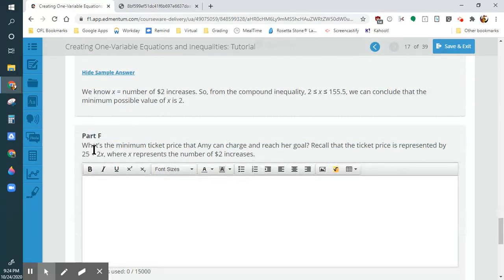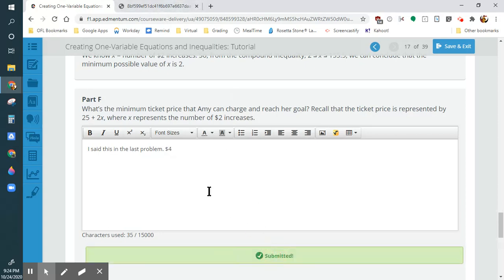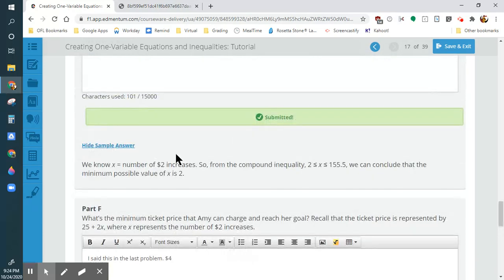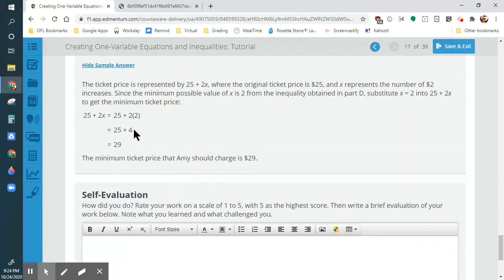All right, what's the minimum number she can charge to reach her goal? Recall the ticket price represented. Oh, I said this in the last problem. Oh my gosh, my typing is all over the place. That's what I get for thinking ahead. $4. It even says right here. So it's nice enough to remind you, like, hey, don't forget each one of these $2 increases is $2. So she has to set it up $4.